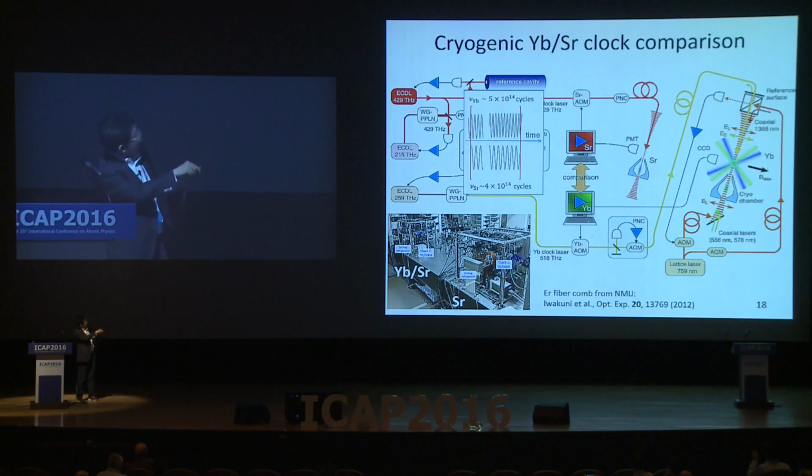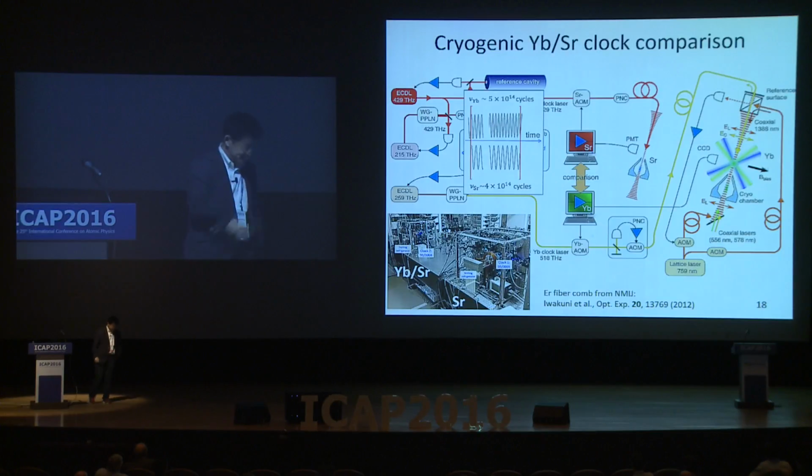What we are doing is measuring the ratio of vibration. Ytterbium vibrates 5 times 10 to the 14th in a second, while strontium vibrates 4 times 10 to the 14 in a second.